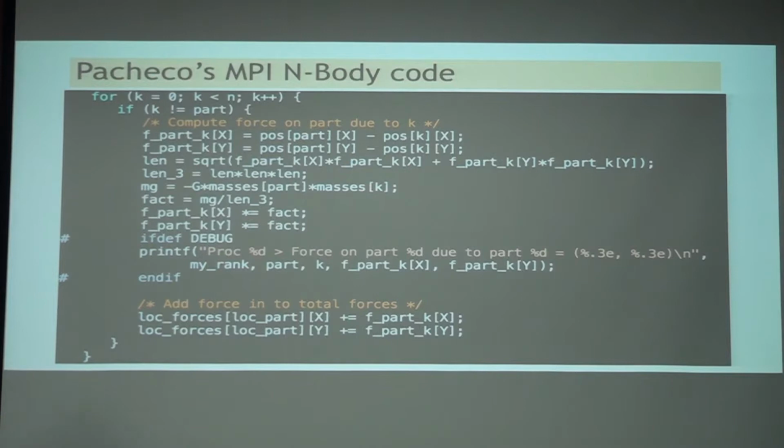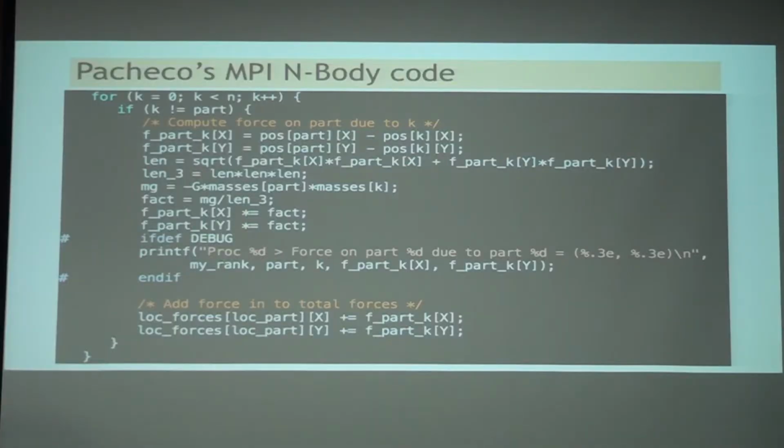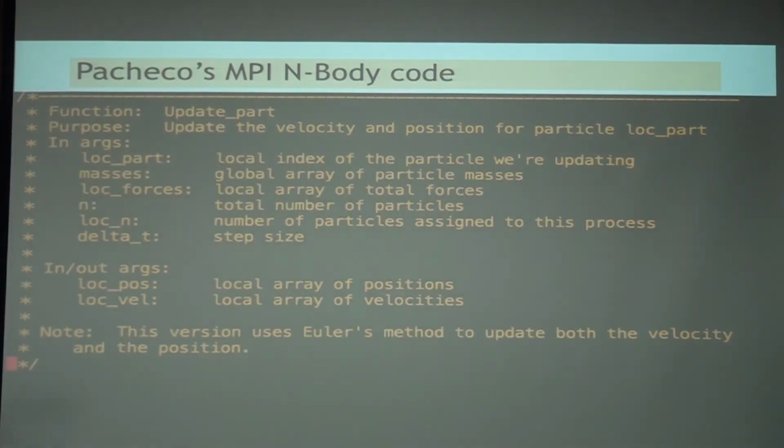So each node computes its own. It knows the masses of every other particle, and it knows the force being exerted on the particle it owns with respect to all the other particles. That's a replicated array. Then it recomputes the position, and then it has to update the velocity and position for all the local particles. So there is some communication involved.